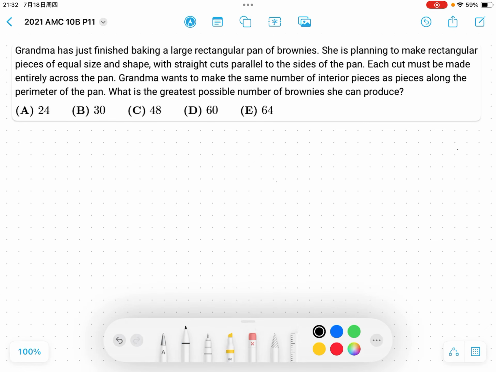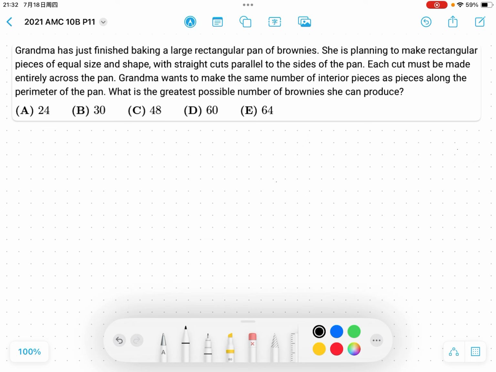We're going to look at this problem today. It's 2021 AMC 10B problem 11. Grandma has just finished baking a large rectangular pan of brownies. She's planning to make rectangular pieces of equal size and shape, with straight cuts parallel to the sides of the pan. Each cut must be made entirely across the pan.